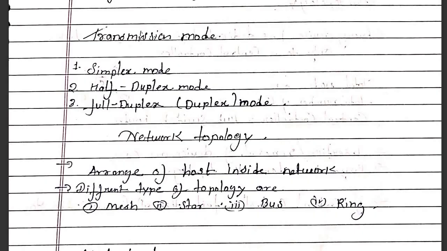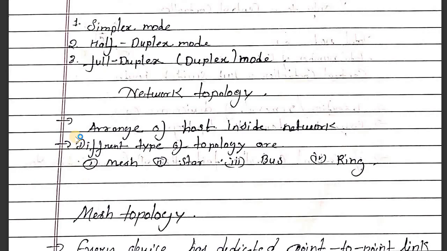And the third one is full duplex. In full duplex, it is also bidirectional, but at a time both receiver and sender can send their SMS and the link can communicate at a time.